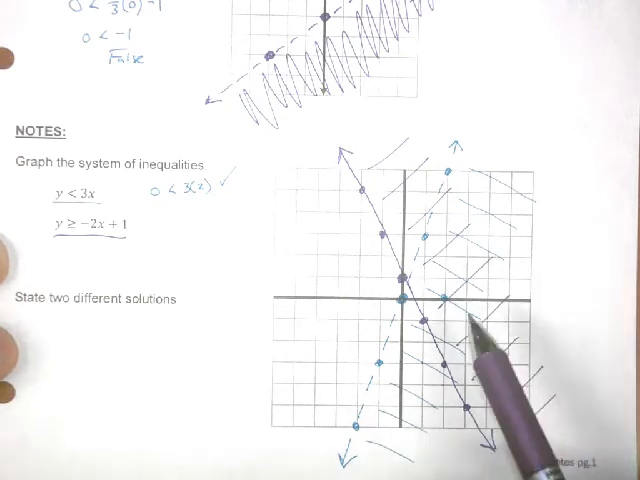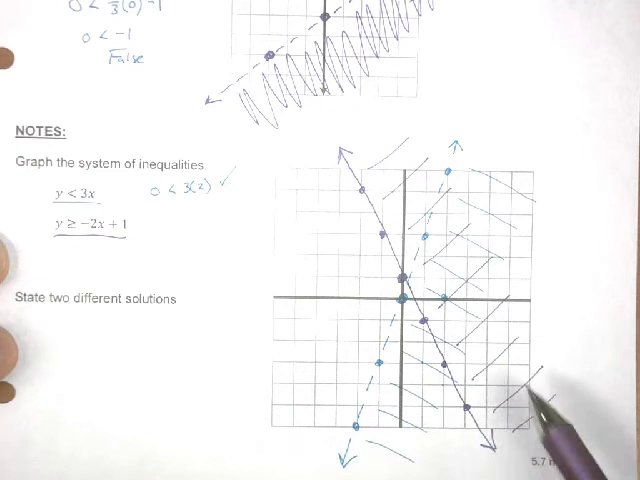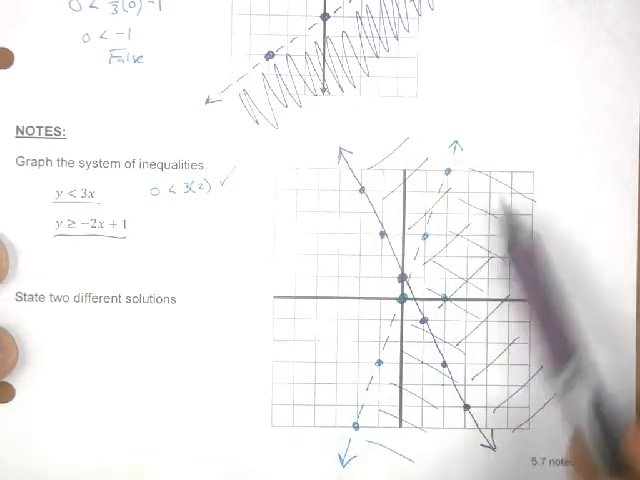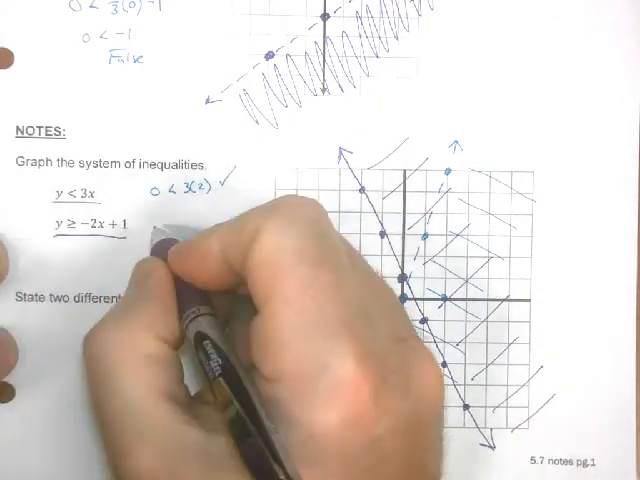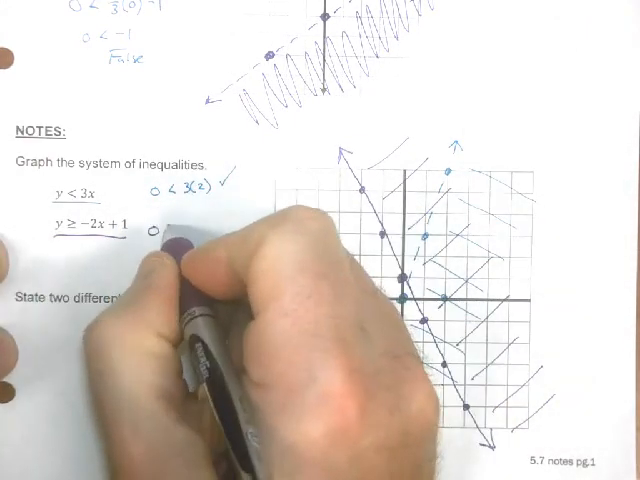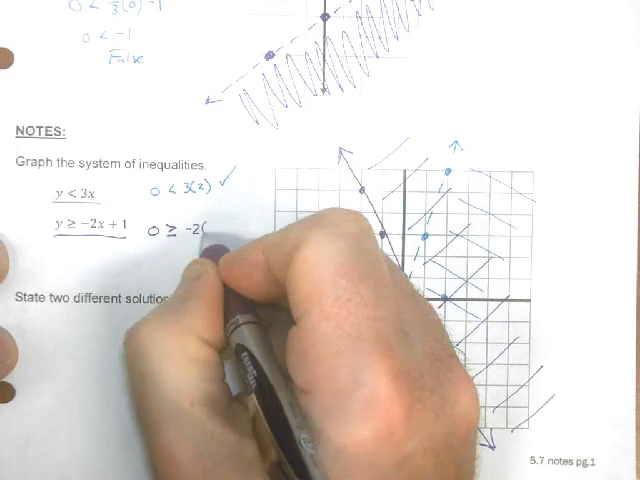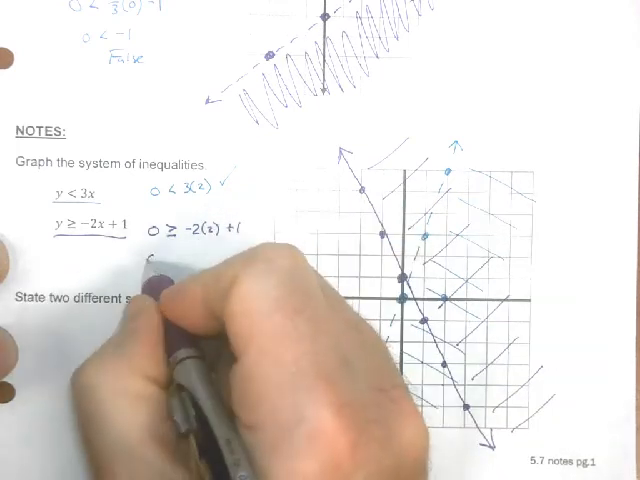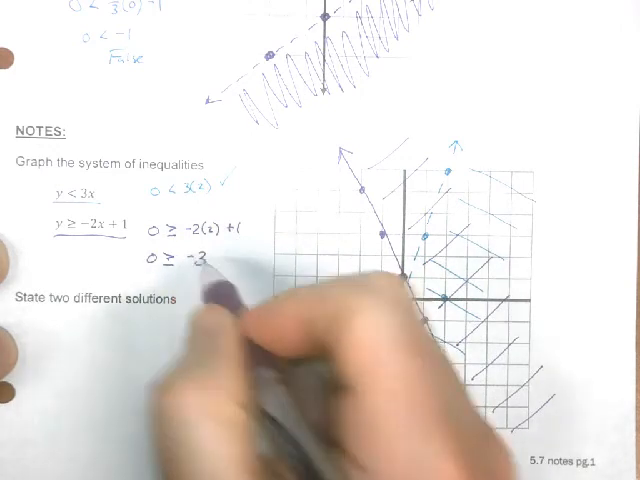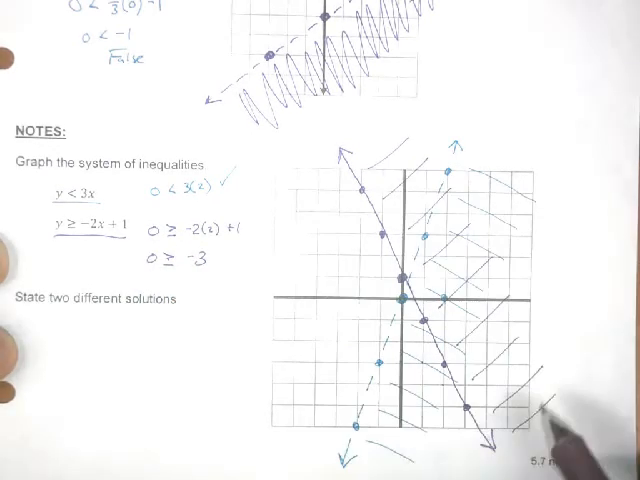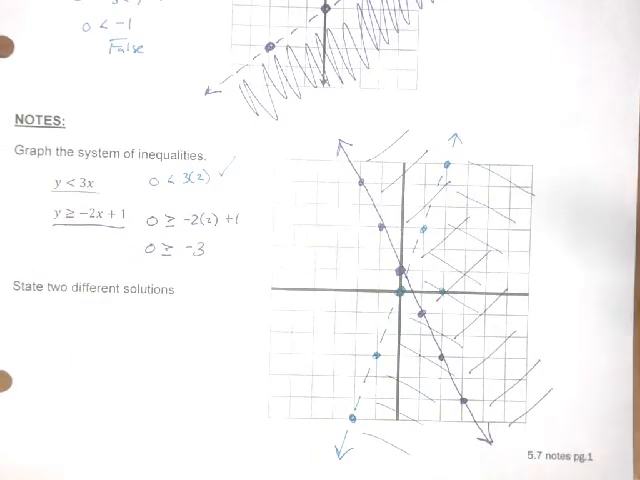Now, again, we want to test a solution to make sure that we shaded the purple on the right spot. So again, I believe that we're above. We can actually test our point that we did before, which was (2, 0). So we can test that again in this one. So again, 0 is greater than or equal to -2 times 2 plus 1, and 0 is greater than or equal to -4 plus 1, which is -3, which again, I have shaded my purple on the right side.